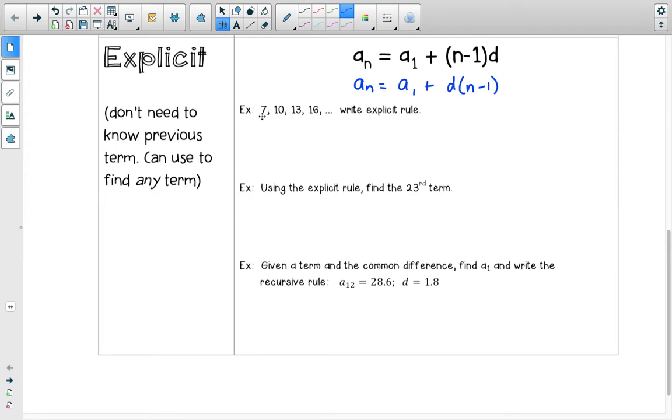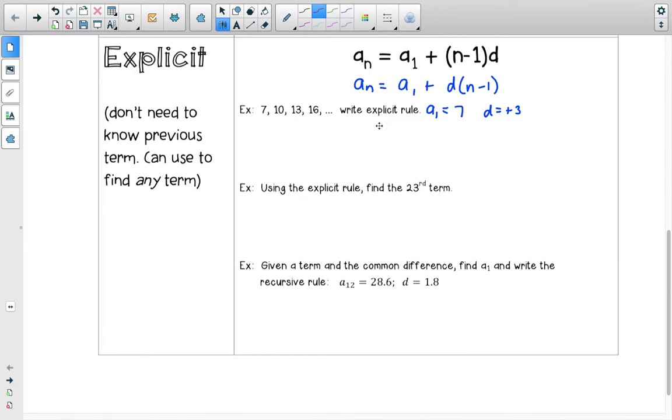So if we look at this example, 7, 10, 13, 16, we want to write the explicit rule. So we still need to know what our a sub 1 is and our common difference. A sub 1 is the very first term, and because there are no ellipses in the beginning, we know that 7 is in fact our first term. Then our common difference means how do we go from one number to the next with addition or subtraction. We can see that we are adding 3 each time. So our common difference is equal to a positive 3.